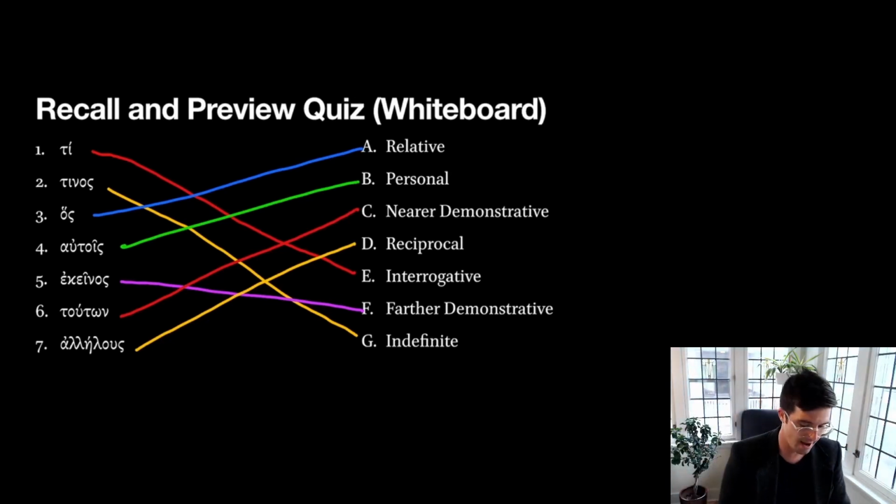So these first 3 and then this last one are all pronouns that we have not seen yet, that have not been introduced in this class. Tis is what is called an interrogative pronoun. It's going to ask a question or interrogate something. And I want to call attention to the accent here, that it has the accent, and this is going to be one of your clues to the interrogative.